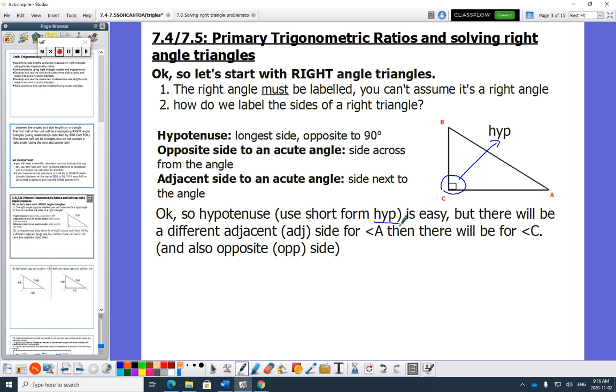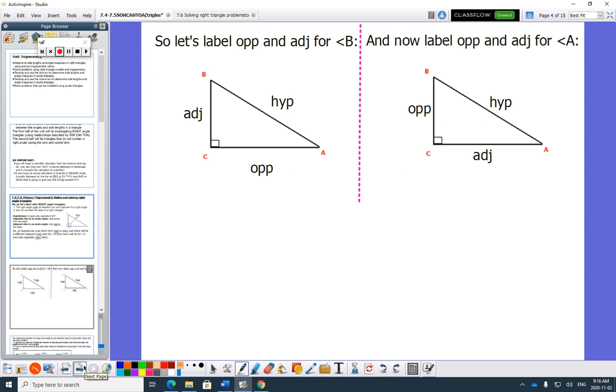We are also going to need to label the opposite side and the adjacent side. So most people are good with opposite. Opposite means like across. Adjacent means like next to, okay? So we're going to use hyp, opp, and adjacent. So when you have an opposite side and adjacent side, they are not the same for angle A and angle C. They're going to be different. So on the next slide, we'll label both of those.